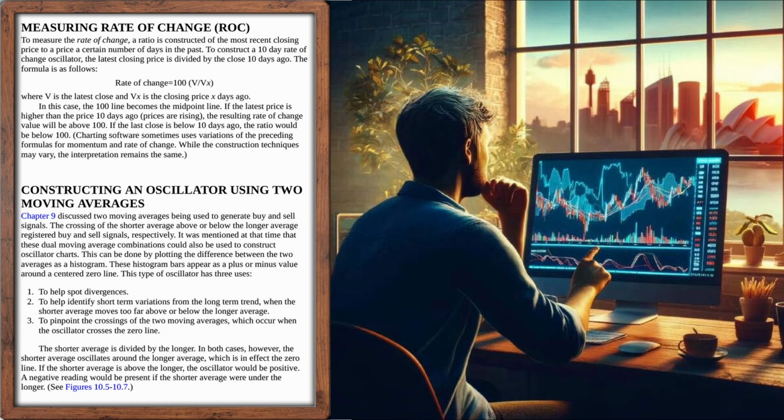Constructing an oscillator using two moving averages. Chapter 9 discussed two moving averages being used to generate buy and sell signals. The crossing of the shorter average above or below the longer average registered buy and sell signals, respectively. It was mentioned at that time that these dual moving average combinations could also be used to construct oscillator charts. This can be done by plotting the difference between the two averages as a histogram. These histogram bars appear as a plus or minus value around a centered zero line.